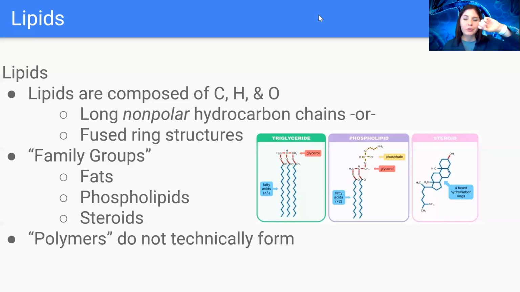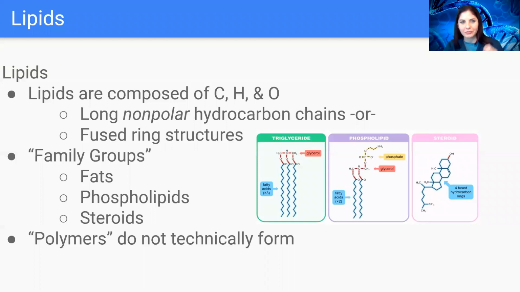If you've ever poured oil in a beaker of water, you see that it separates out in those layers. That's that property of being hydrophobic or nonpolar. They also have fused ring structures. We have family groups. So unlike the other biological molecules, they don't necessarily have polymers per se. They have more so groups of lipids.